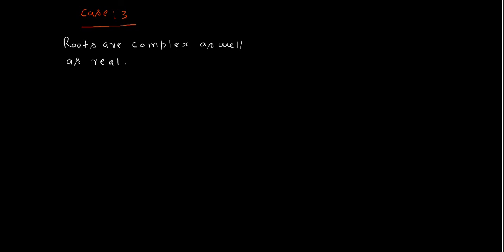For the sake of simplicity, we again assume that the first root E1 is a complex root, alpha plus i beta, and the second root E2 is also a complex root, alpha minus i beta. We assume all other roots E3, E4 are real and distinct. Maybe they are equal, but here we assume they are distinct. So what is the complementary function in this case? The complementary function y_x equals c1.